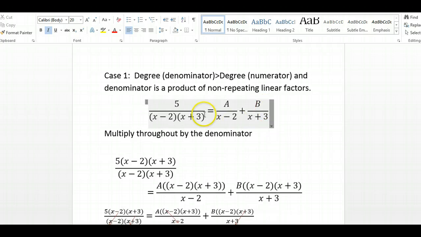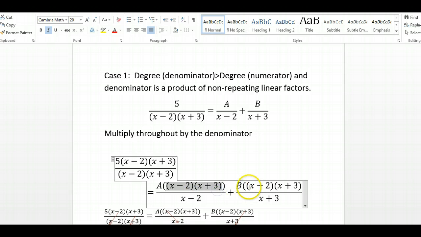So here's the method. We take the full denominator and multiply out. Here's the full denominator, x minus 2 times x plus 3. So we multiply the left hand side by that. And then we multiply the right hand side also with that. We multiply the first term, and we multiply the second term.